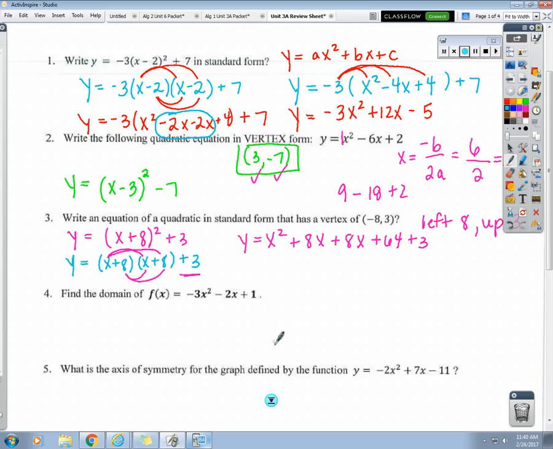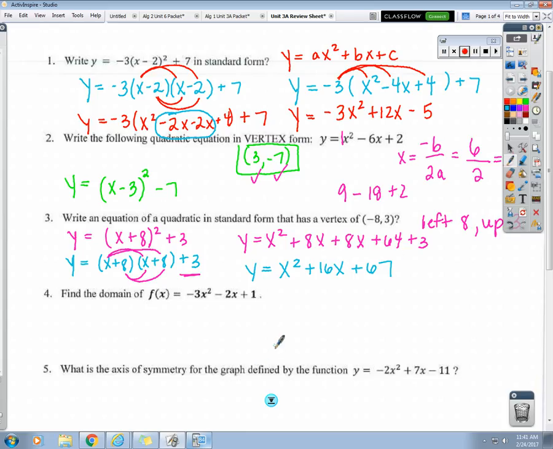Okay, so let's look at what I've done so far. The first thing I did was I took it from vertex form and I just rewrote it, but instead of writing x plus 8 squared, I wrote it twice so that I could distribute it out. X times x gave me the x squared, x times 8 is 8x, then another 8 times x is 8x, and 8 times 8 is 64, and then I brought the plus 3 up. Now I'm ready to just combine like terms. The 8x and 8x will become 16x, and the 64 plus 3 is 67.